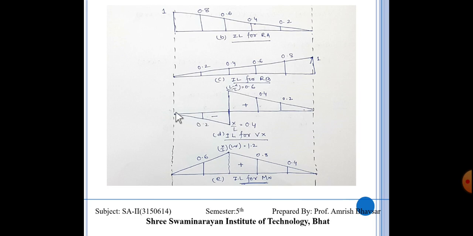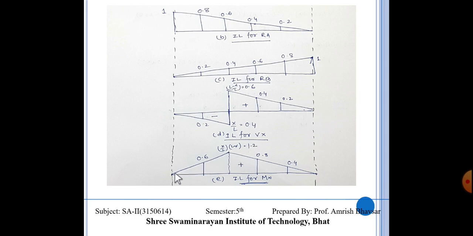Then at 1 meter it is 0.2. From here, at 3 meter it is 0.6, then at 2 meter it is 0.4, at 1 meter it is 0.2. So this is the positive value and this is our negative value. This is the influence line for Vx.